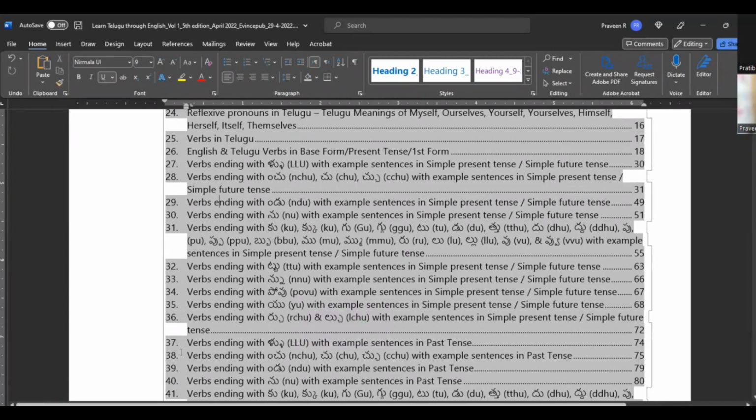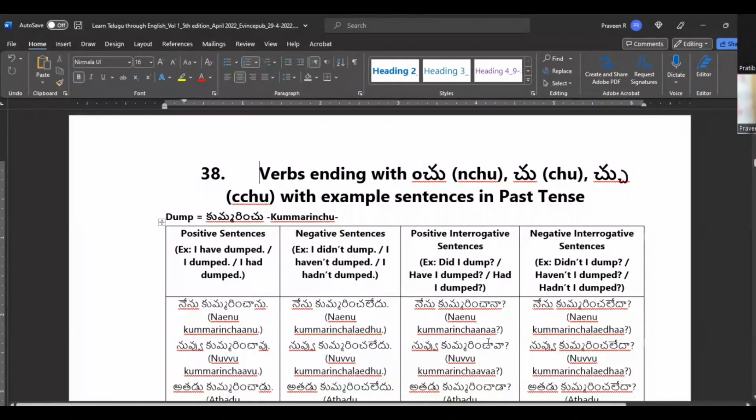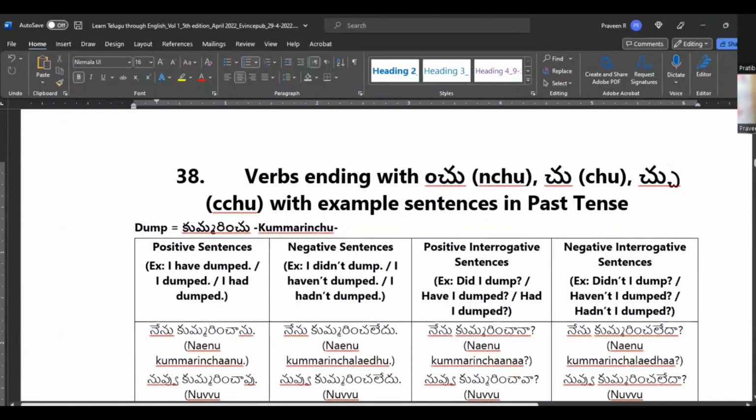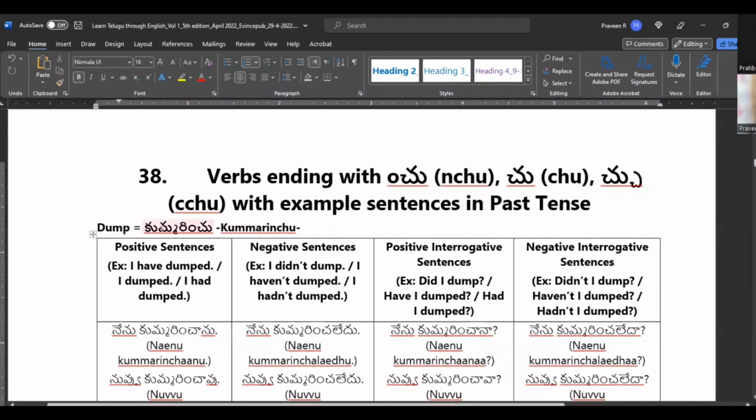Okay. Yeah, it is here. See, verbs ending with chu with example sentences in past tense. Let's look at how it changes in past tense. So here I took the same examples. Dump. I have dumped. I dumped. I had dumped. For all these sentences, the Telugu conjugation will be the same.